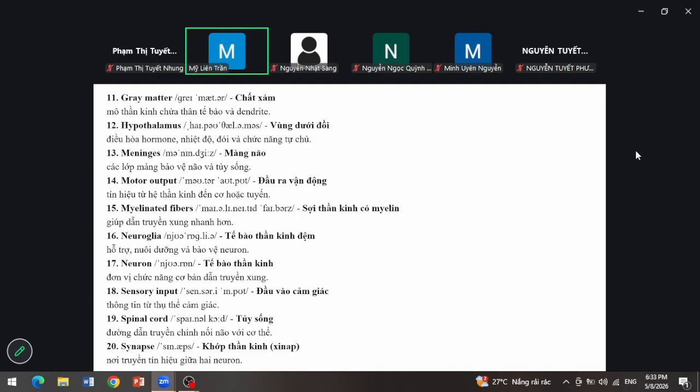15. Myelinated fibers, nerve fibers covered with a myelin sheath for faster impulse conduction. 16. Neuroglia, supporting cells that protect, nourish, and assist neurons. 17. Neuron, the basic functional cell of the nervous system that conducts impulses. 18. Sensory input, information received from sensory receptors about internal or external conditions. 19. Spinal cord, the major nerve pathway connecting the brain with the body. 20. Synapse, the junction between two neurons where signals are transmitted.